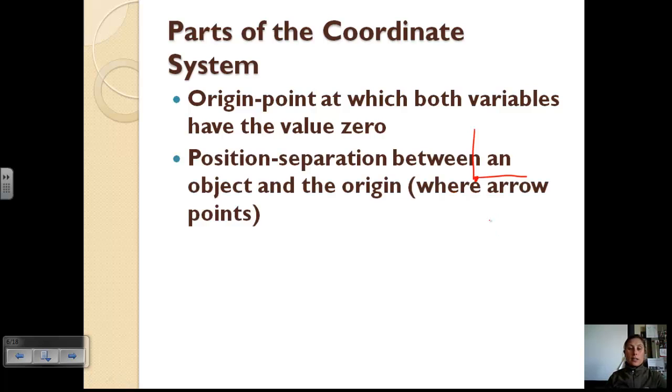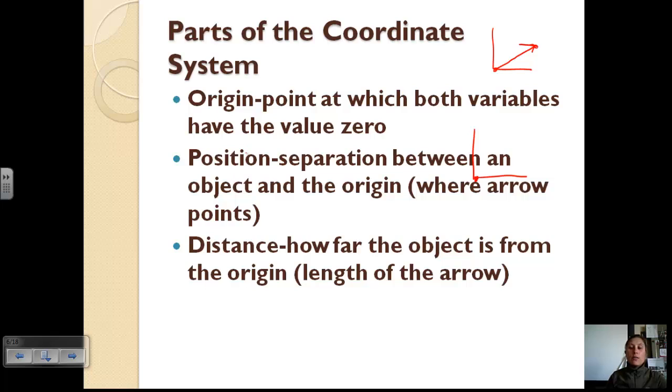Okay, position on this type of graph is the separation between an object and the origin, or basically where the arrow points. So if there's my arrow, here's my object, here's my origin. Okay, this is the position. And then the distance is how far the object is from the origin. So we could measure this there, and that's our distance.